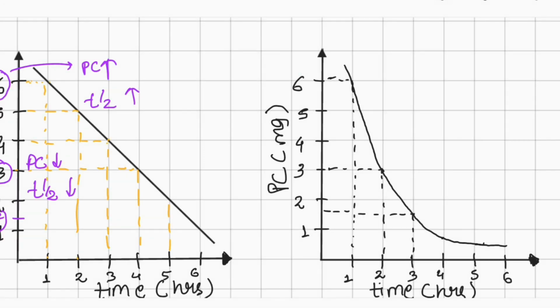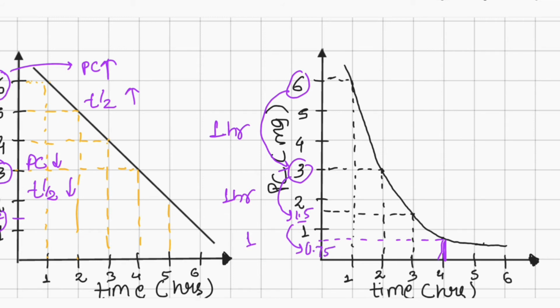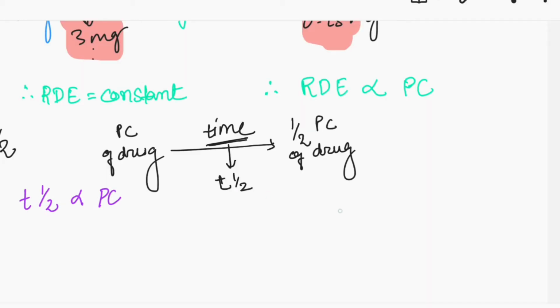Looking at the graph of first-order kinetics, the time taken for plasma concentration of the drug to reduce from 6 milligrams to 3 milligrams is 1 hour, and from 3 milligrams to 1.5 milligrams is 1 hour. Then from 1.5 to 0.75 is 1 hour. Therefore, we can conclude that the T-half in this case does not depend upon the plasma concentration of a drug.